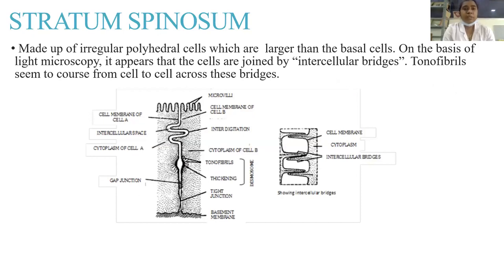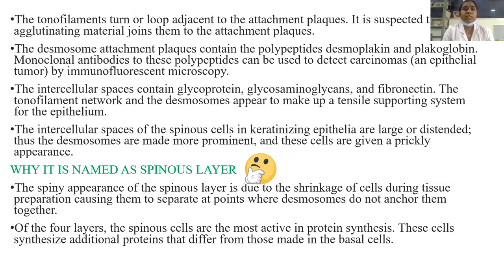Stratum spinosum. It is made up of irregular polyhedral cells which are larger than the basal cells. On the basis of light microscopy, it appears that the cells are joined by intercellular bridges. Tonofibrils seem to course from cell to cell across these bridges, which can be seen in this diagram. The tonofilaments turn or loop adjacent to the attachment plaques and it is suspected that an agglutinating material joins them to the attachment plaques. Desmosomal attachment plaques contain the polypeptides desmoplakin and plakoglobin.